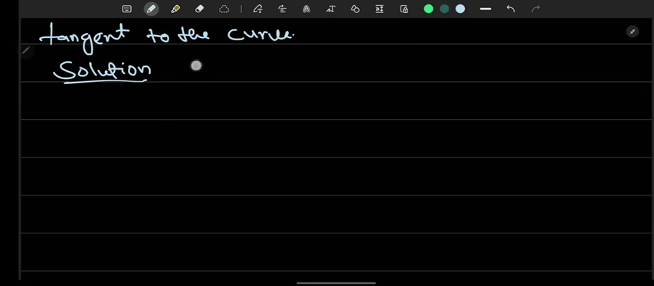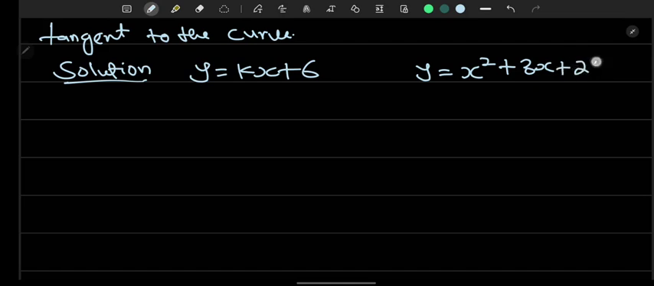We are given the equation of a line to be y equals kx plus 6, and the equation of a curve to be y equals x squared plus 3x plus 2k. So these are the two given equations. The first one is the equation of a line, and the second one is the equation of a curve. For the case where k equals 2, the line and the curve intersect at points A and B. That means there is a point of intersection between this line and the curve, and the two points happen to be A and B.